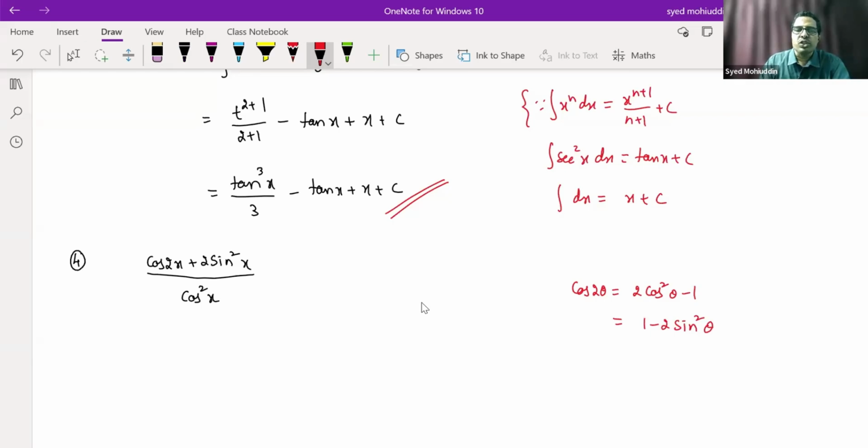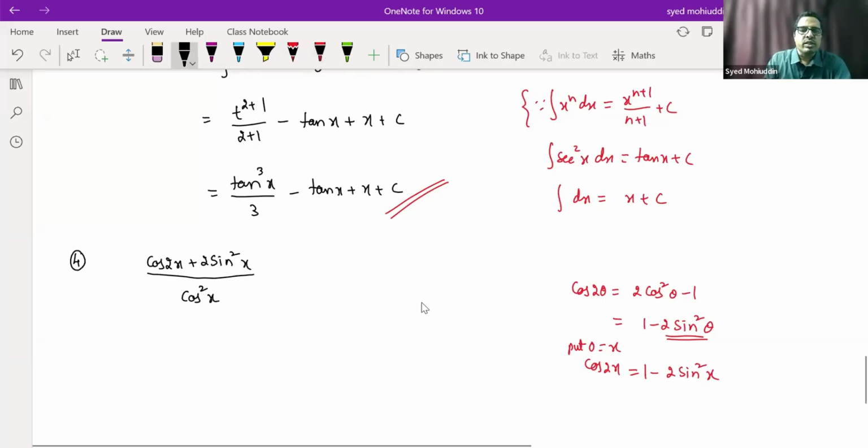So here 2x is there. I can use cos 2 theta, so put theta equals x. Because we are having sine in the numerator, I'll try to use this sine formula. So I can write 1 minus 2 sine square of x. I will try to use this one. So let's try to rewrite this.